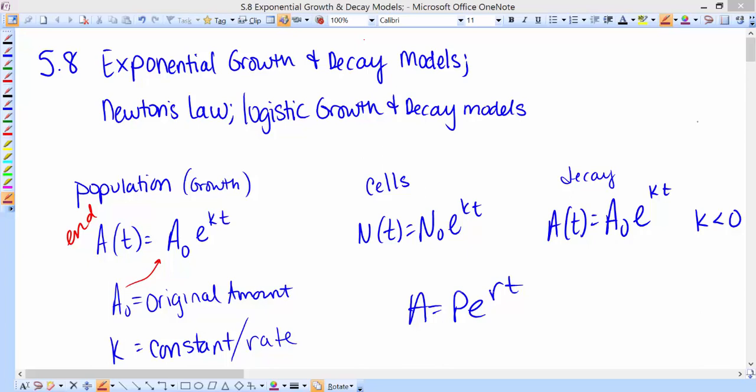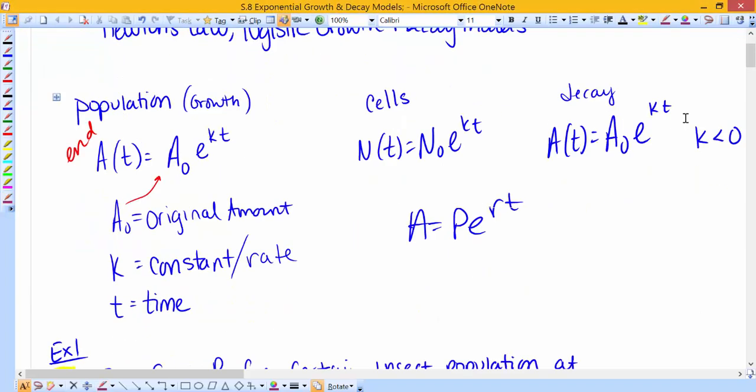5.8, exponential growth and decay models. Pretty much the same thing as we did with compound interest, but today we're going to see it with populations, half-life, how those populations increase and decrease exponentially. What's nice with this is growth is continuous for populations. So we will be essentially using PERT.